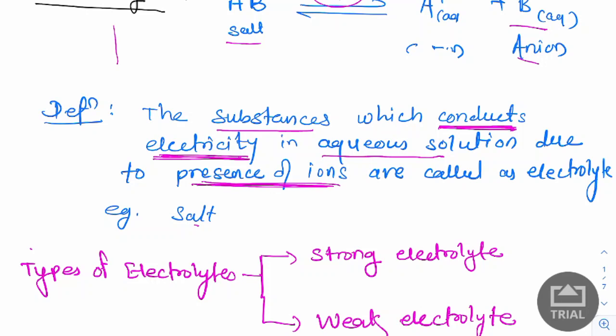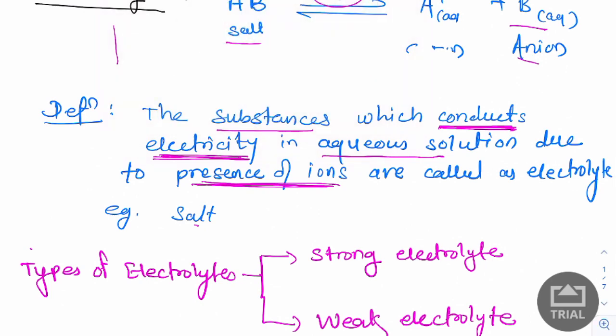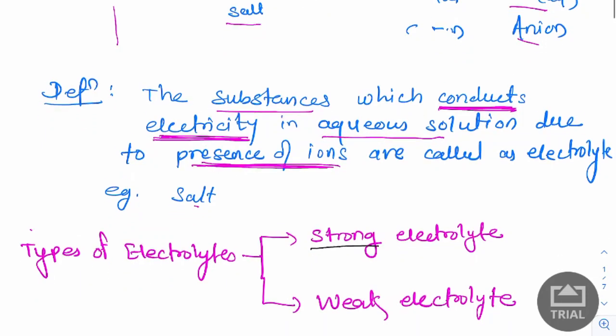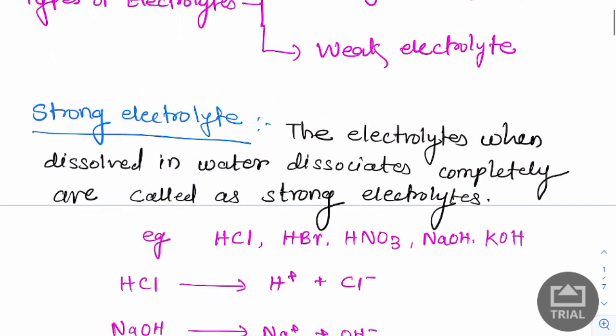There are two types of electrolytes: strong electrolyte and weak electrolyte. Now, what is meant by a strong electrolyte and what is meant by a weak electrolyte? Let us understand with the help of an example. Look at this example, HCl, called hydrochloric acid. It dissociates as H plus and Cl minus, hydrogen ion plus chloride ion.